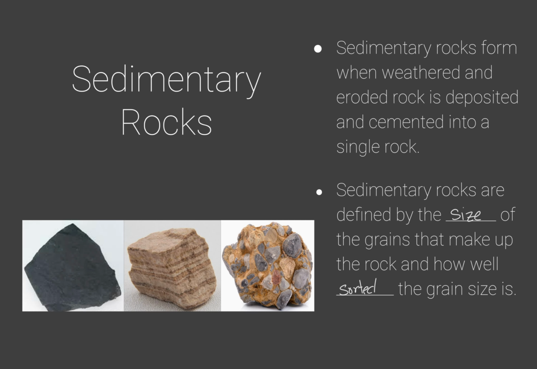And the rock to the right is a good example of two things. This is what's known as a conglomerate. So it has very large chunks, pebble-sized chunks making up the rock. And since there's different sized grains making it up, we would say that it's poorly sorted. The left two rocks are well sorted, but we can look at that in more detail on the next slide.